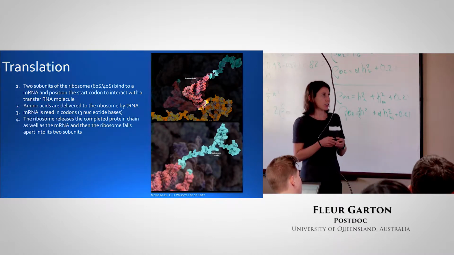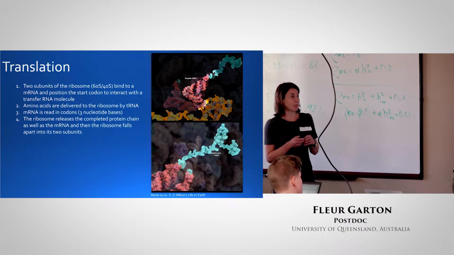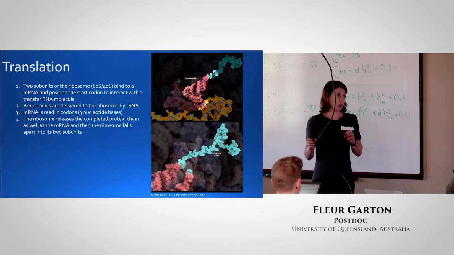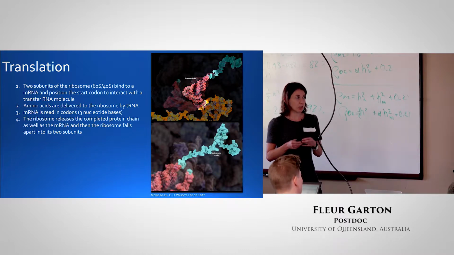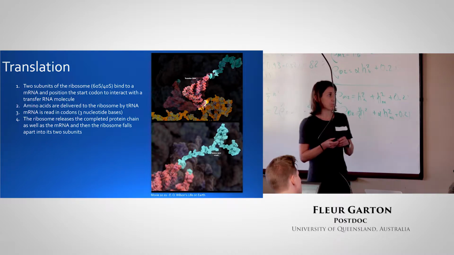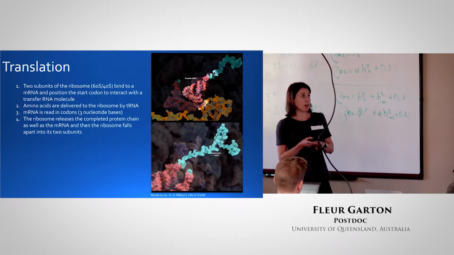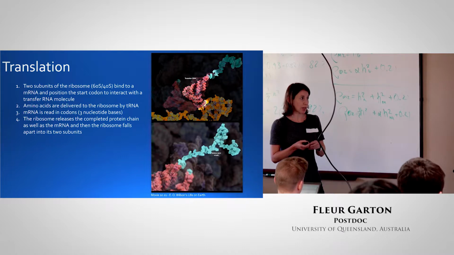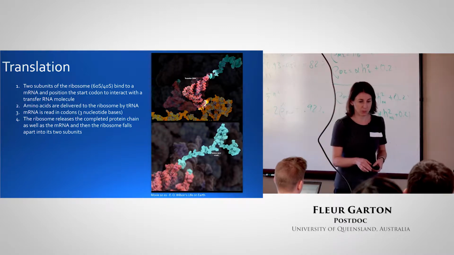In terms of translation, I'll show you a video of this, but basically this is when you're going from messenger RNA to a protein. 2 subunits of a ribosome bind to the messenger RNA and position the start codon to interact with a transfer RNA molecule. Amino acids are delivered to the ribosome by the transfer RNA, and the messenger RNA is read in codons, three bases that make up each amino acid. Then the ribosome releases the completed protein chain as well as the messenger RNA, and the ribosome falls apart into its 2 subunits.